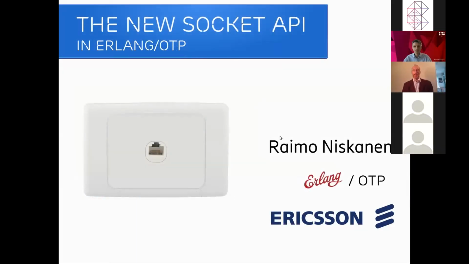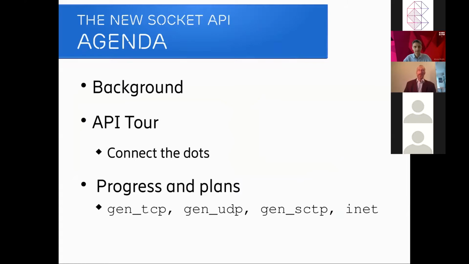My name is Raimo Niskanen with the Erlang OTP team, and I'm currently working on the new socket API. It is a work in progress that was experimental since OTP 22, and will be not experimental in OTP 24. We already have some power users. Actually, I will try to give a short background, a tour around the API, try to connect the dots between the functions, something about the progress and plans.